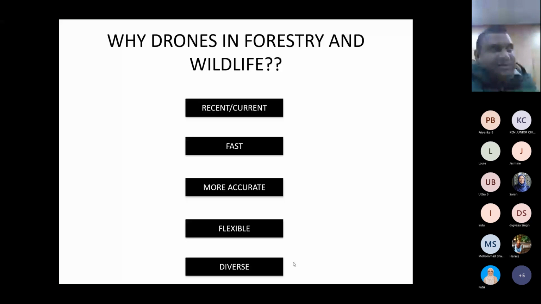And coming to the accuracy, if you use what we call the PPK RTK drones, the accuracy is as good as DGPS. And again the flexibility. It's not that only today you have to fly; you can fly at any time, at any moment, and you can get very diverse data. Only one flight is enough, and from one flight's images or videos we can obtain many products. So these are the main reasons why drones can rule forestry and wildlife.